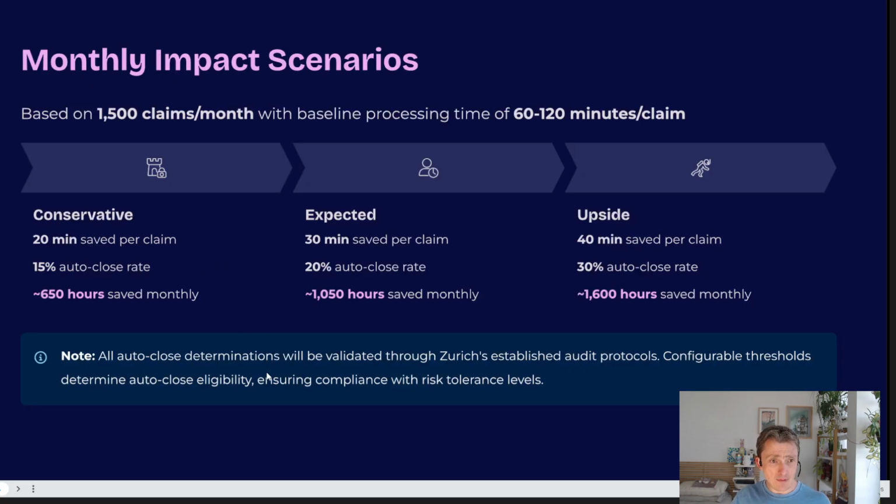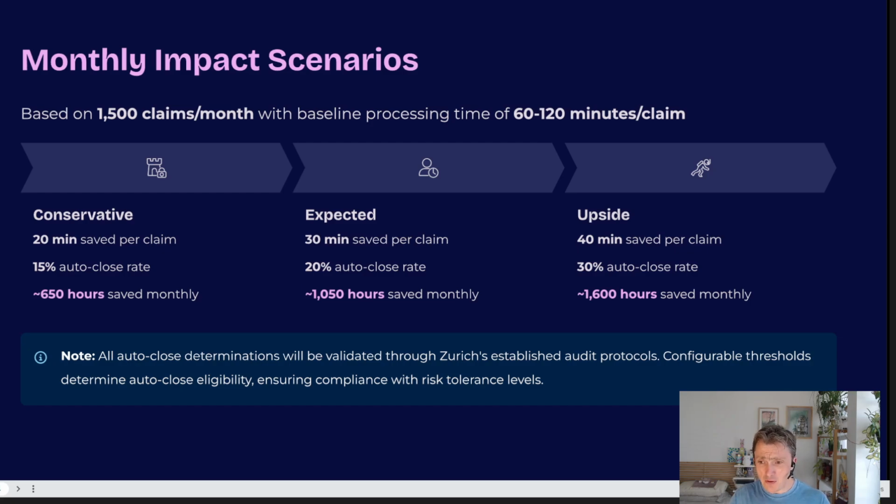Now, what would be the impact? Basically, in Latin America, motor claims often take between 1 and 2 hours per case. With policy-constrained automation, if we target about 20 minutes to 40 minutes saved per claim, and about 15 to 30% of clean claims as auto-close candidates, with an assumption of 1,500 claims per month, that would be between 650 hours and 1,600 hours saved monthly with full traceability.